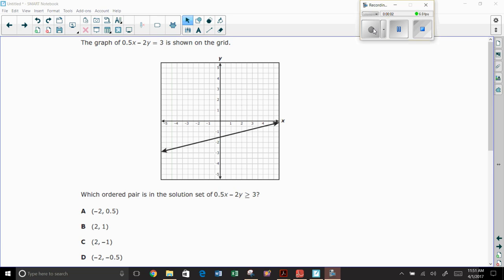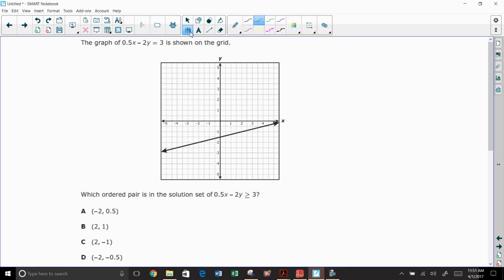Okay, so in this problem, they want to know the graph of 0.5x minus 2y is equal to 3 is shown on the grid. Now we can see it right here. They want to know which ordered pair is in the solution set of 0.5x minus 2y is greater than or equal to positive 3. Alright, so the first thing we'll do is go and graph this inequality.